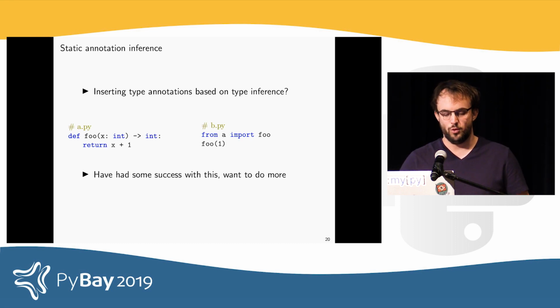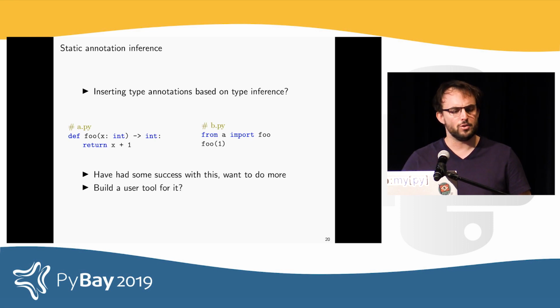And so that's sort of the future direction for that. Maybe also building a user tool so users can directly use it and have it say, okay, here are like 3 ideas for a type for this function. Which do you think is right? Maybe you can tweak it.